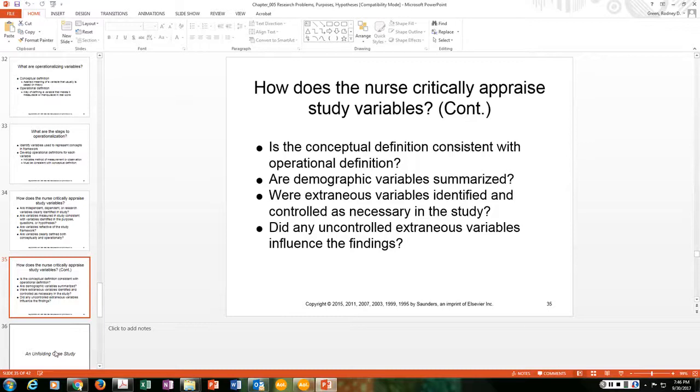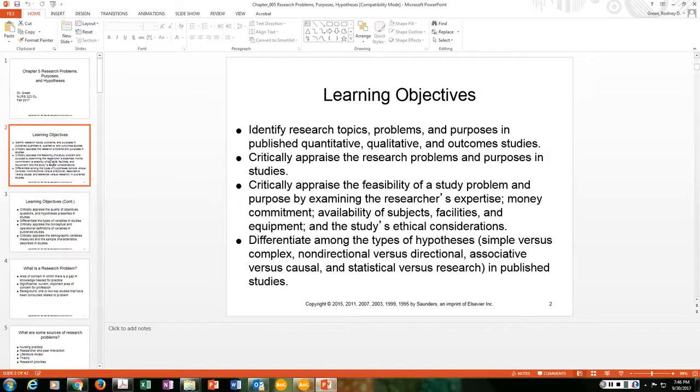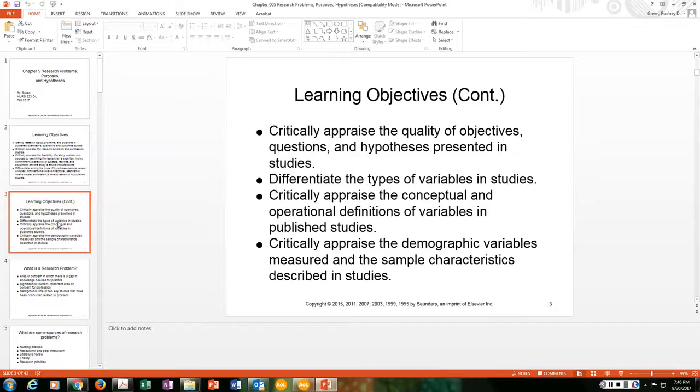Okay, so chapter 5, we looked at research problems, purposes, and hypotheses. Just going to go back to your learning objectives. Okay, you should look these over, and that'll help focus your reading. You can assume that your next exam, not this coming one, not exam two, but exam three, will start with questions that have to do with chapter five, and then six, seven, and eight.